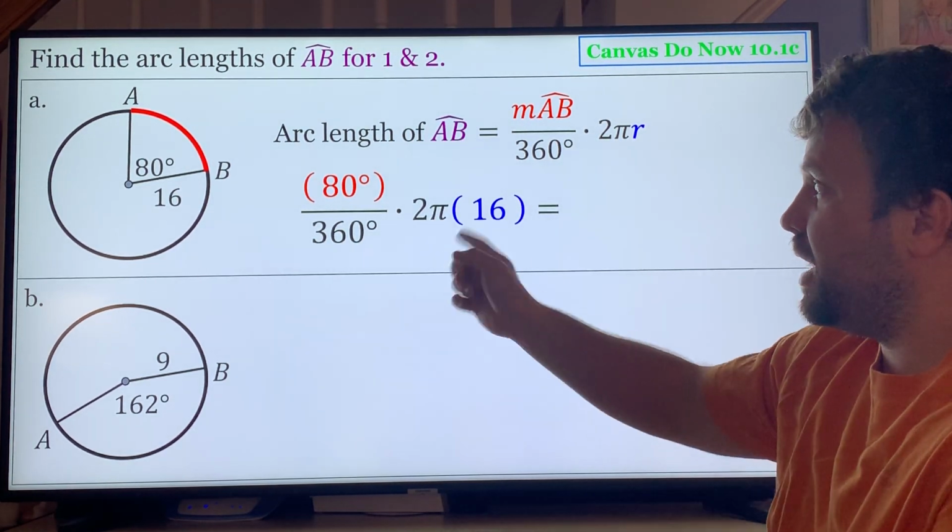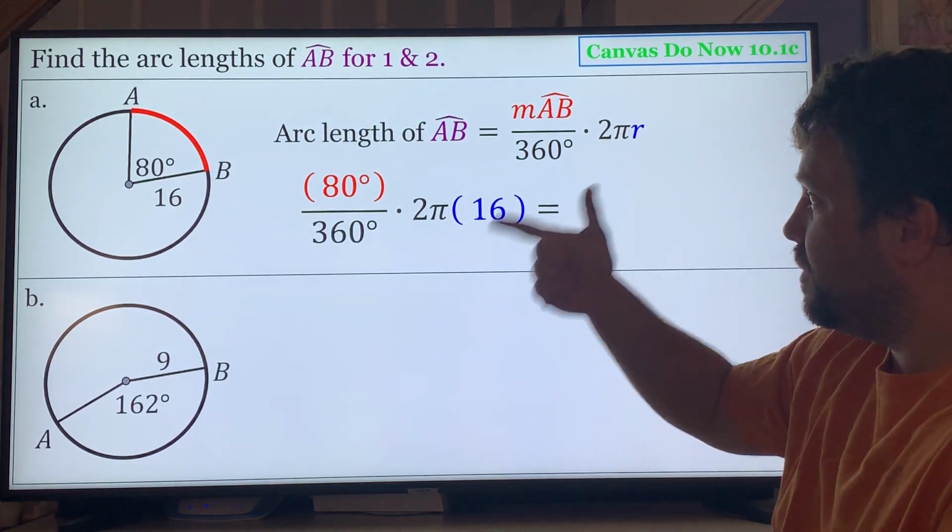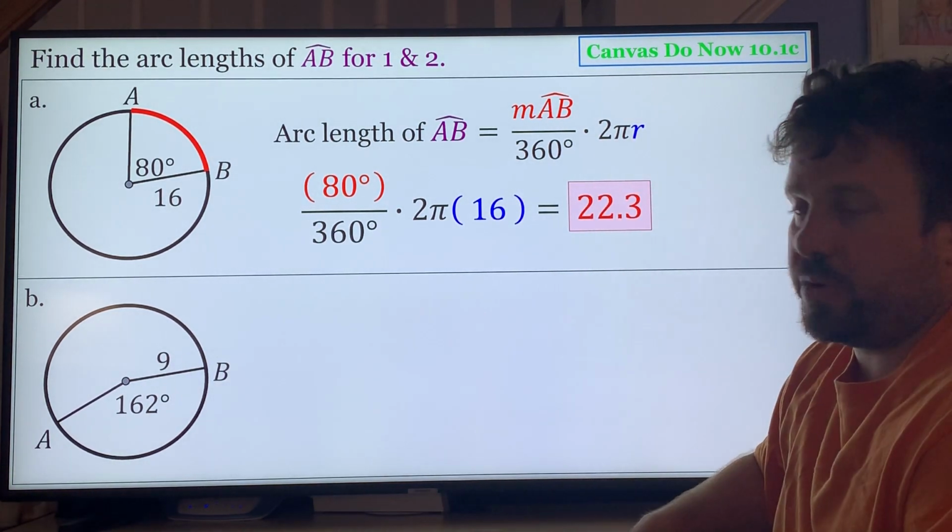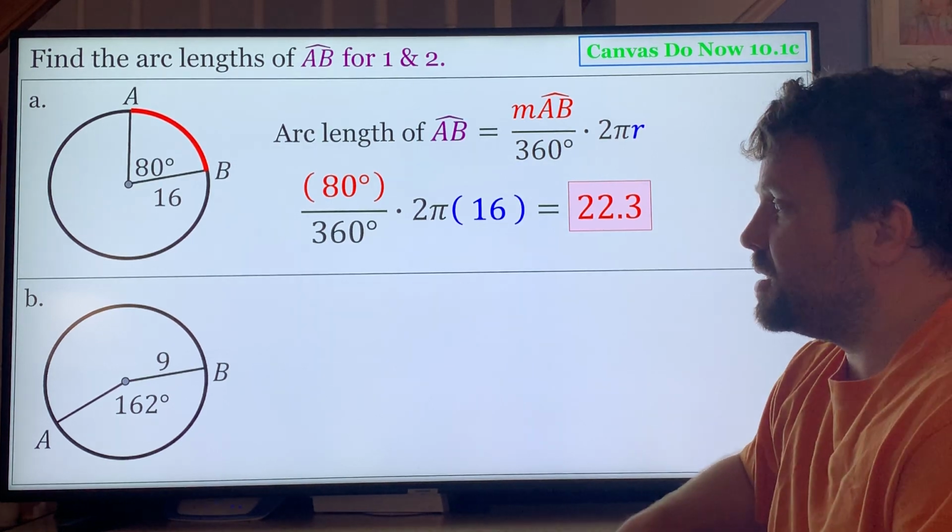Type it all into your calculator: 80 divided by 360 times 2, pi button, 16. You get 22.3 as an answer. Very good. Let's look at B.